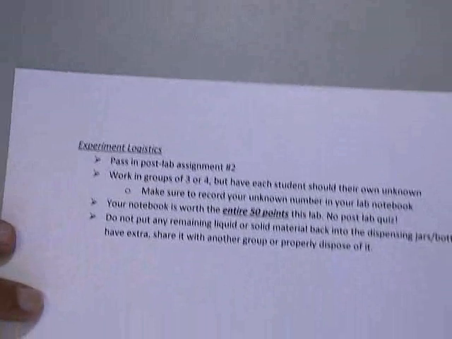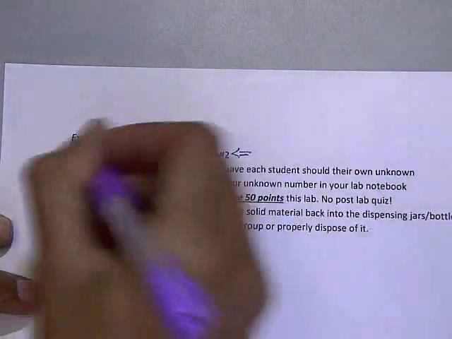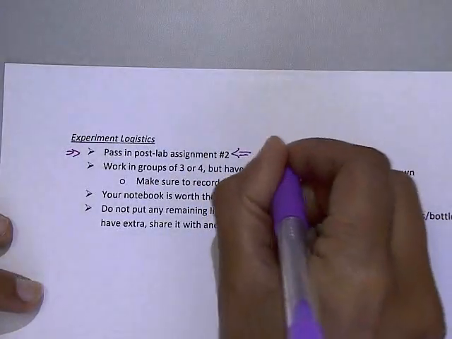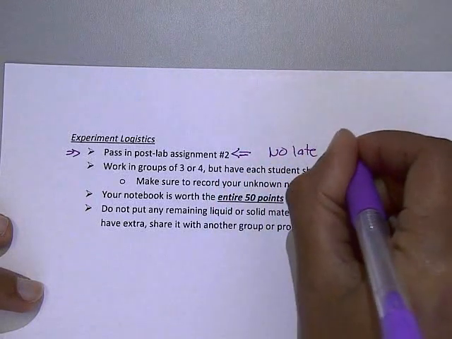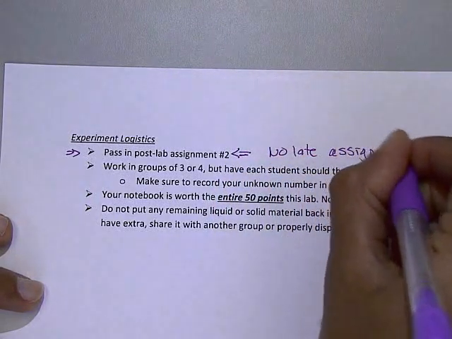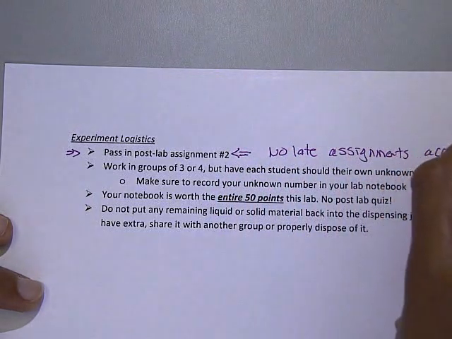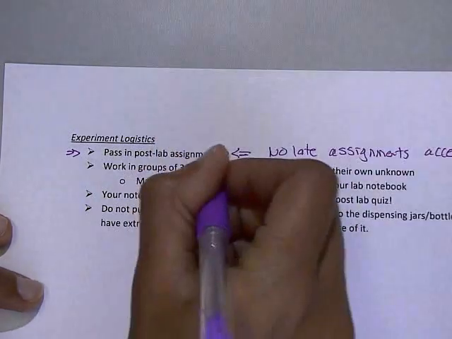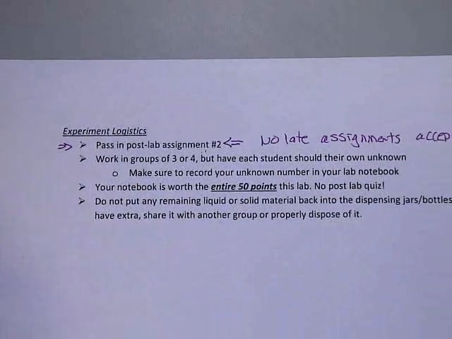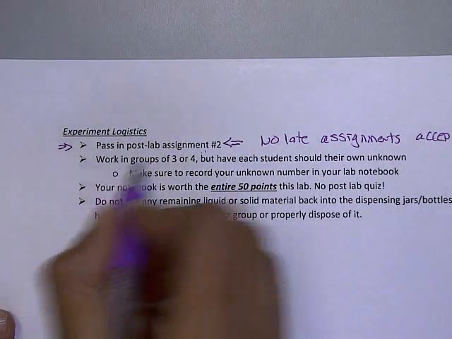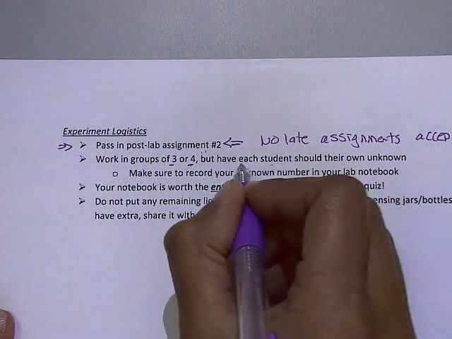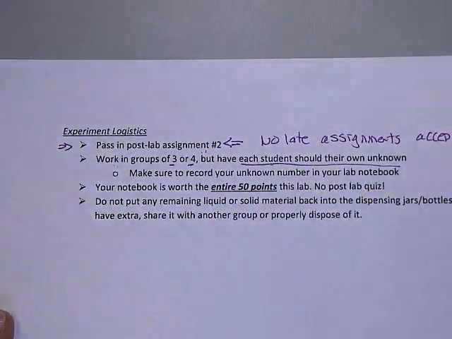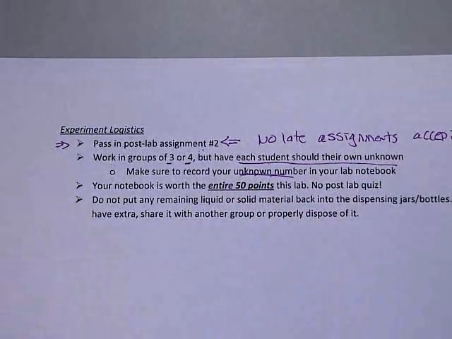All right, as always, some experimental logistics. Pass in post-lab assignment 2. No late assignments will be accepted. This is really important because post-lab assignment 2 is 20 points of your grade for experiment 2. That's very substantial. Post-lab assignments are open book, so it's really a great way to kind of boost your grade. I want you to work in groups of 3 or 4 this week, but it's important that each one of you has their own unknown. Make sure you record your unknown number in your lab notebook, and please make initial observations.